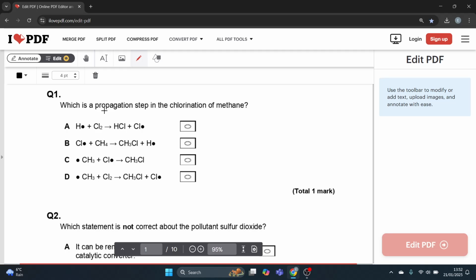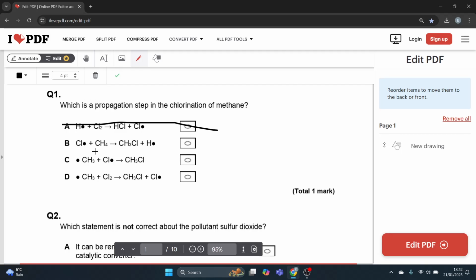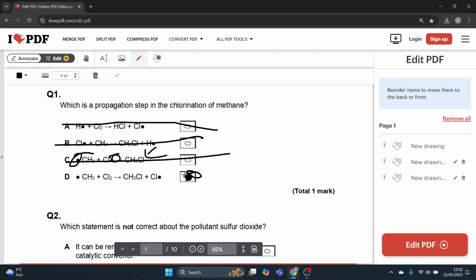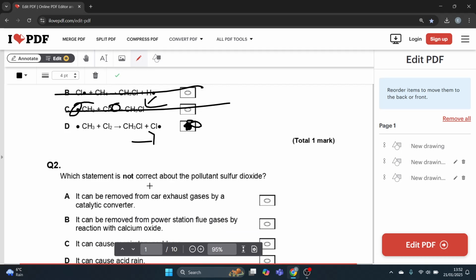So question 1, which is a propagation step in the chlorination of methane? Well, the first one, I've got a hydrogen free radical. I would never have that. B, I'm forming a hydrogen free radical. I don't know. No, we're not going to do that. C, that is a termination. Two free radicals to form a covalent bond. So that is not it. Therefore, the answer must be D. And it makes sense, we're forming a chlorine free radical.